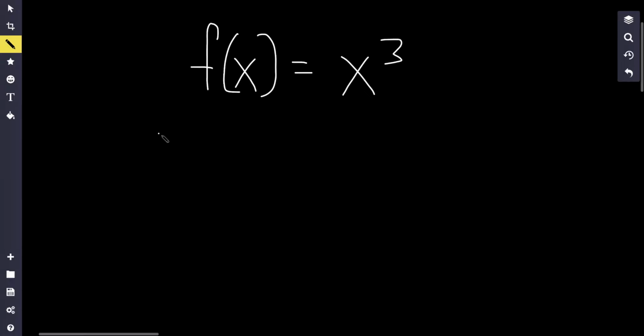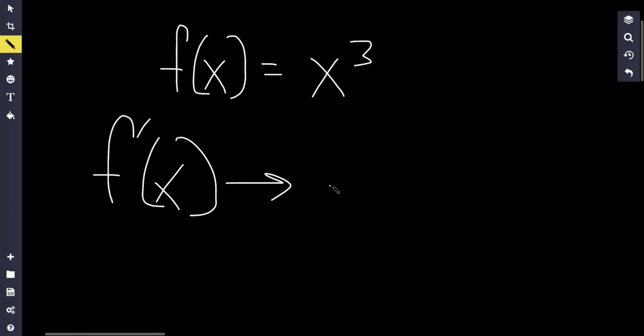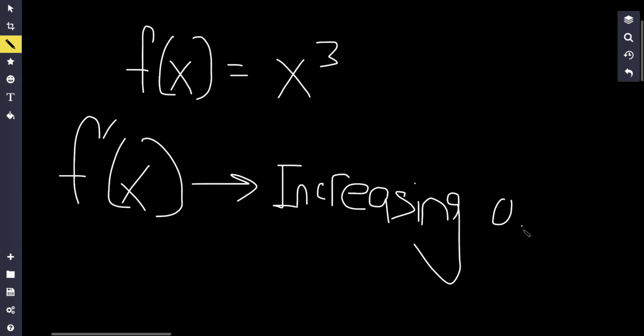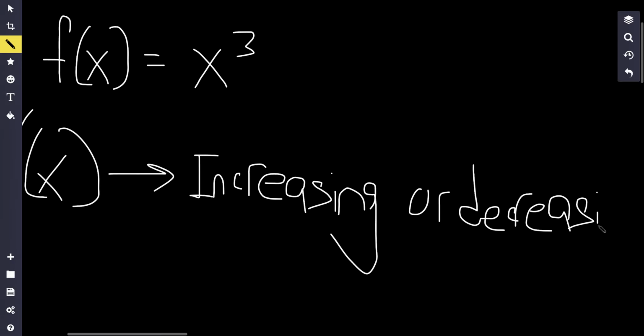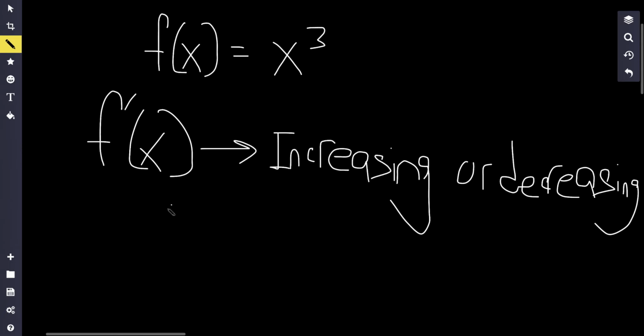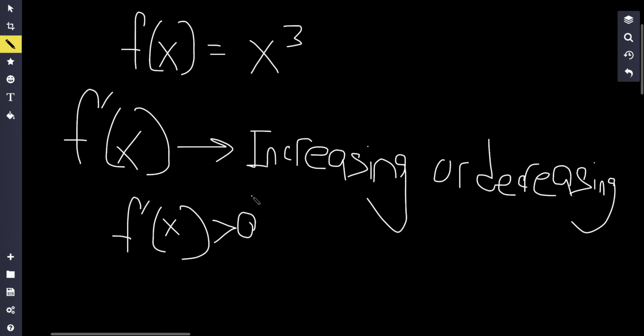Now, you might recall that the first derivative tells you if a function is increasing or decreasing. So that's what the first derivative tells us. If f prime of x is greater than 0, that essentially tells us that our slope is greater than 0, so our function is going to be increasing.